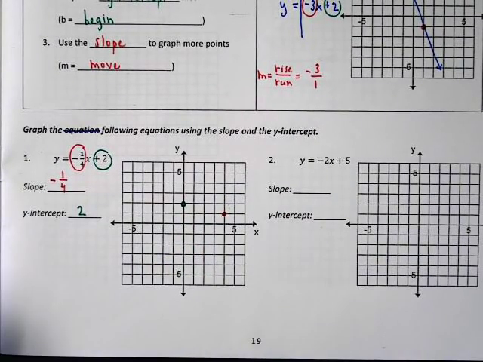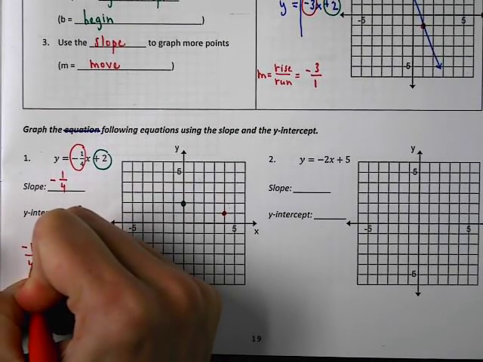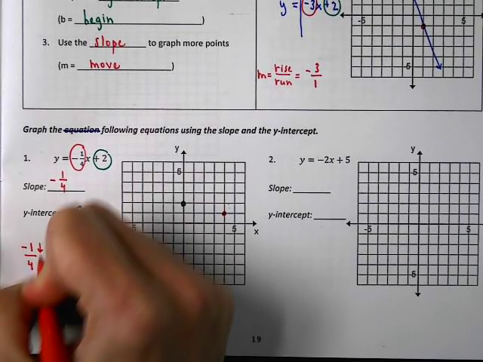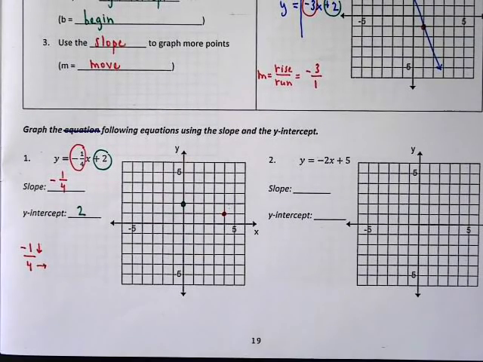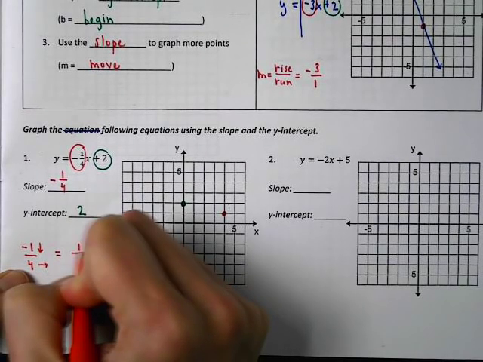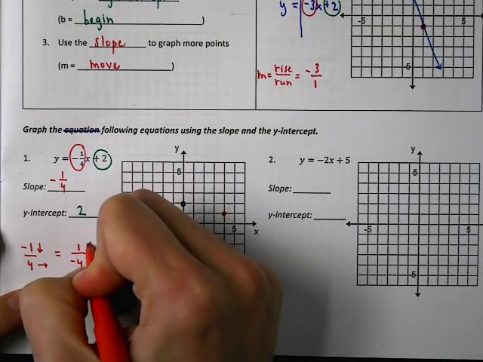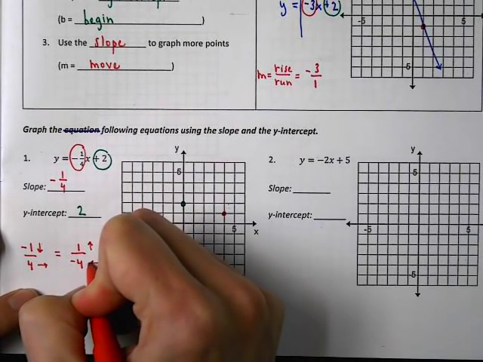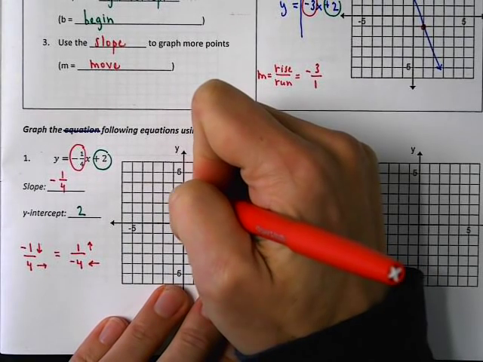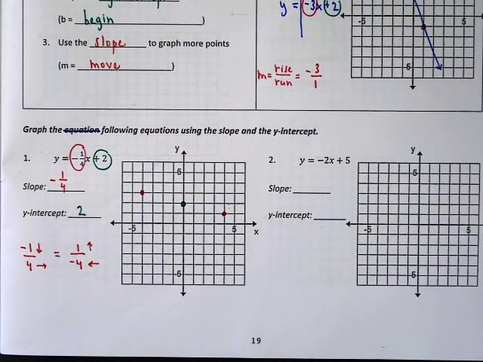Now, I should make a note here. What I just did really was this. I went down 1 and to the right 4. It's important for us to understand that that is the same as this right here. As long as I just have one negative, that's the same. So I could have also gone up 1 and to the left 4. So if I go up 1 and to the left 4, I can find a third point on that line as well.